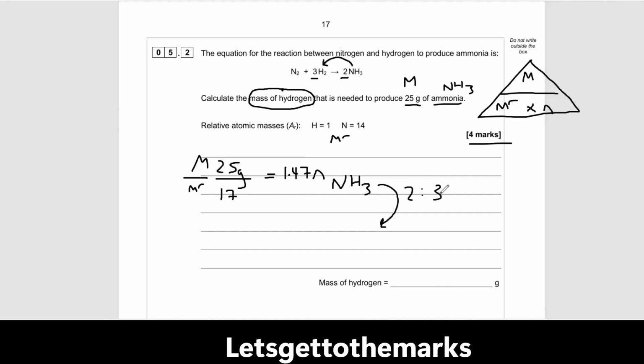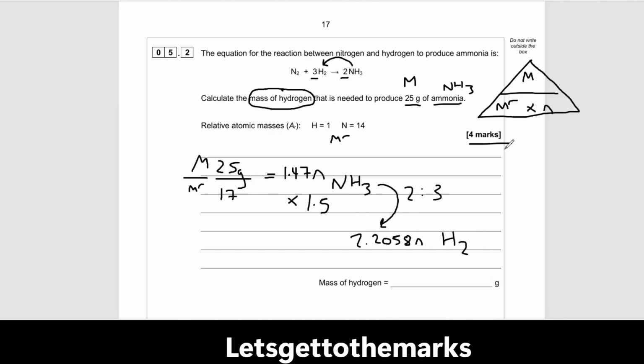So what do I have to do in my calculator to go from 2 to 3? Well, I times it by 1.5. So if I times this by 1.5, I'll be increasing it from 2 to 3. You can go 1.47, divide it by 2, times it by 3. That's what some people do to do the ratio. I'm just going to times this by 1.5. And that is going to give me 2.2058 moles. Now, what have I just calculated? That is how much hydrogen we've got.